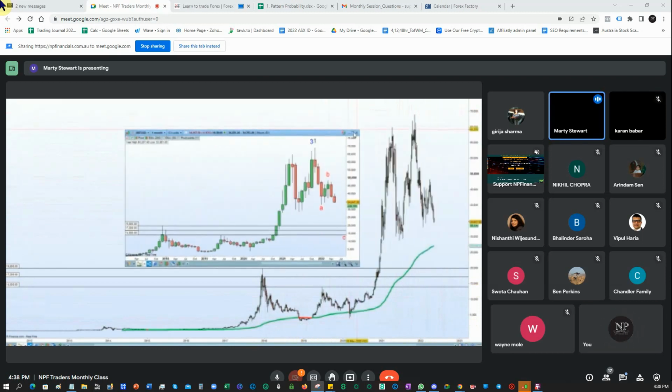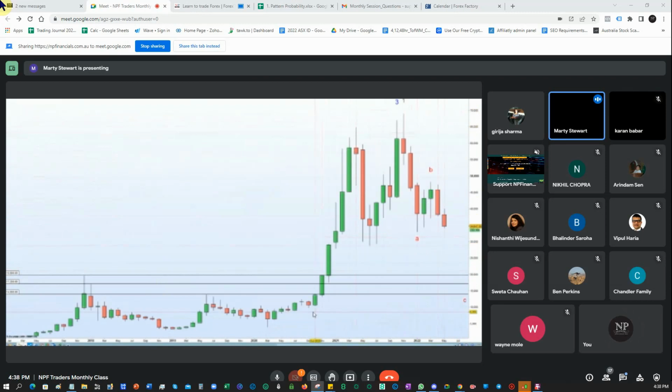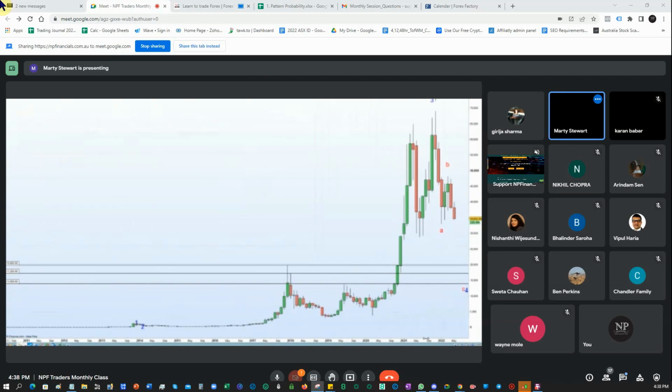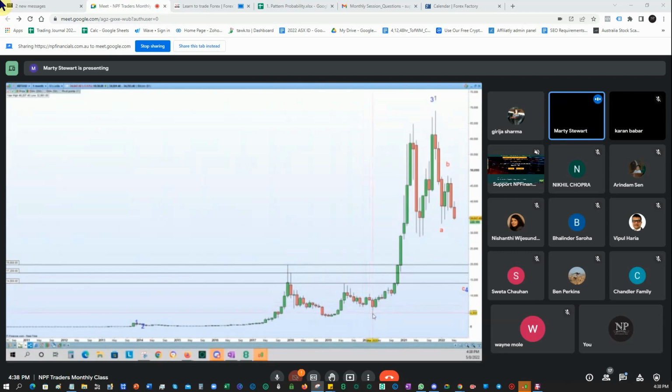So this is a very basic form of Elliott wave here. How do I scale this? As it was labeled 1, 2, that was our first impulse move. So the next impulse move starts 1, A, B, C, 2, 3, 4, and a 5.